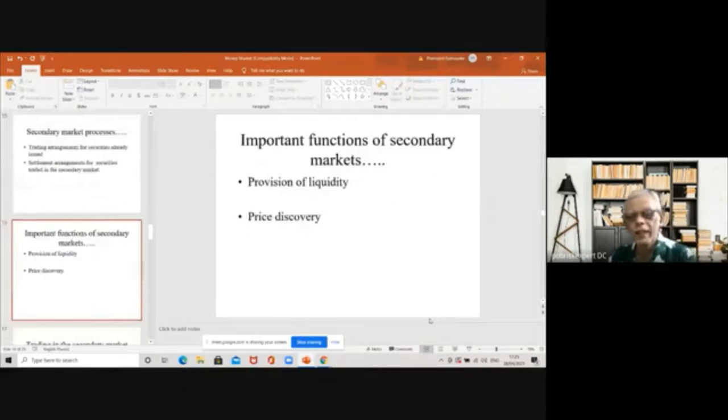Important functions of the secondary market. Provision of liquidity. In the money market, one of the main functions is provision of liquidity, so that no institution fails for lack of or inadequate liquidity, and no institution suffers a loss for uninvested funds.